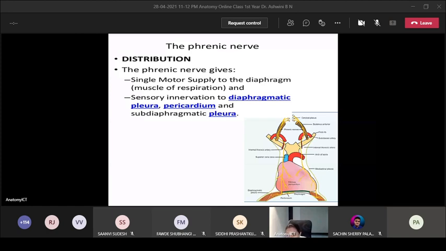That's the sensory innervation. Any stretch responses will be appreciated through these branches of the phrenic nerve.